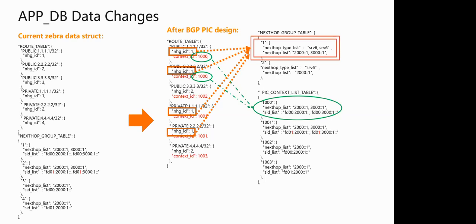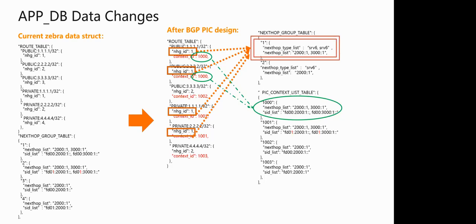The SID list today, later on, will not be in the next hop group. It will be in a separate data structure. Because if you want to do PIC, the hardware itself needs a way to separate the PIC context from the next hop group. So logically, you can consider two separate hardware structures: one for the next hop group, which is shared by everybody, and the PIC context, which is shared based on how the PIC context information is defined. If it's per prefix, then each of the prefixes will have its own context.